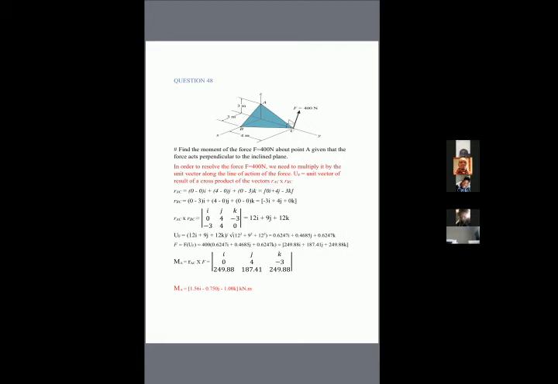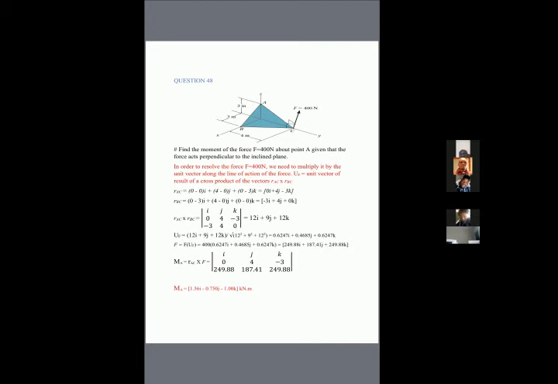So the tricky thing about this question is, for us to be able to get the moment, as usual, we have to have our force in terms of its vector components if you're dealing with 3D. So the 400 there that you are given is just given as a magnitude. But how do we get its vector components? So we know we're supposed to multiply the magnitude of the force, 400, by the unit vector which acts along the line of action of the force.